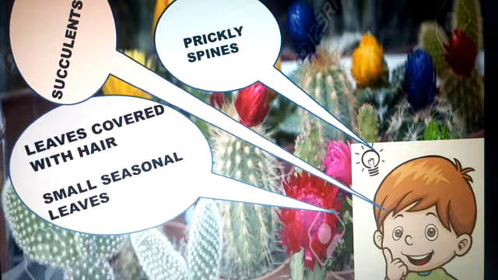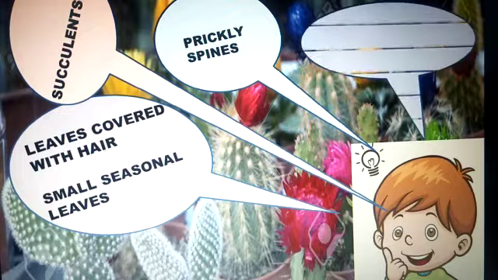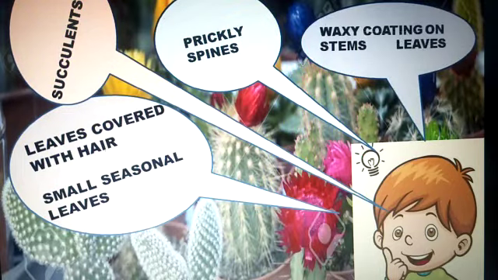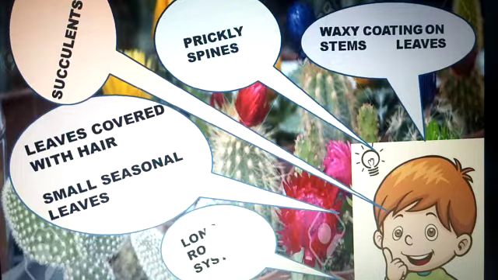Leaves are covered with hair which reduces water loss, while some plants are leafless and photosynthesis takes place in their green stems. They have a waxy coating on the stems and leaves which also helps to reduce water loss. And lastly, they have a long root system which goes deep into the ground to absorb water. Cactus, wild cherry, jatropha are examples of desert plants.